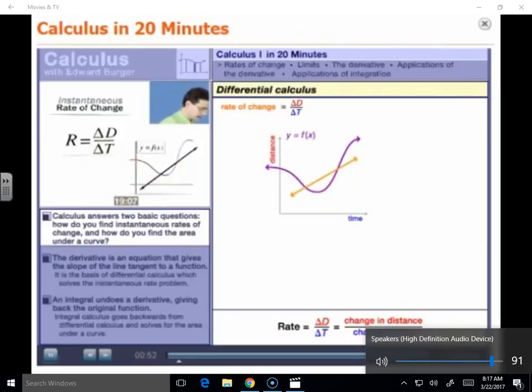So automatically we see a really neat thing. We see that the average rate of change between 2 points is equal to the slope of the line connecting them. Well, that's really cool.